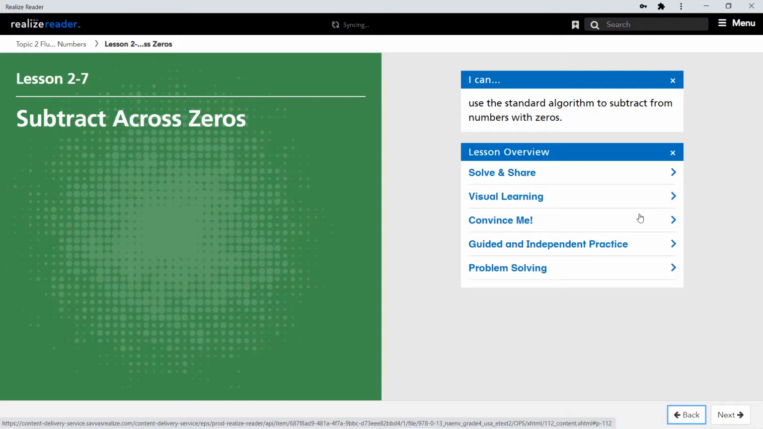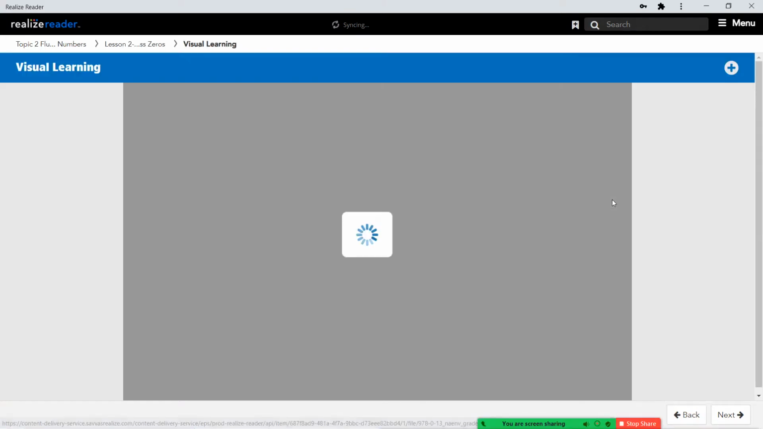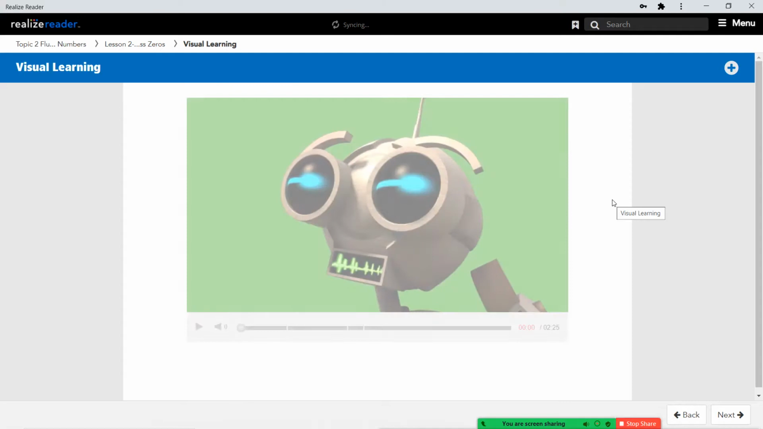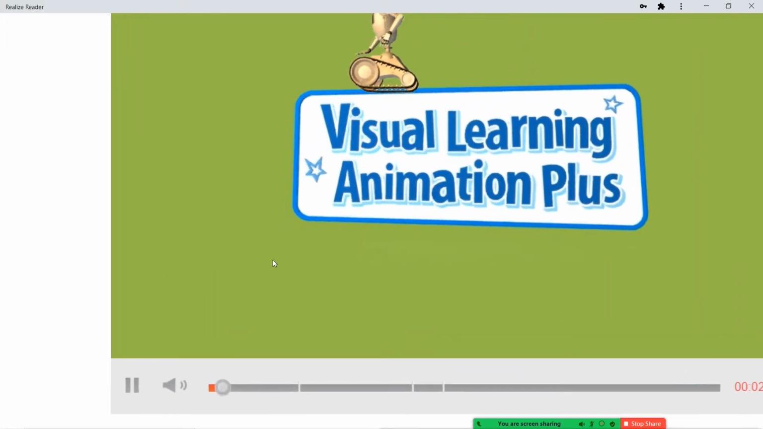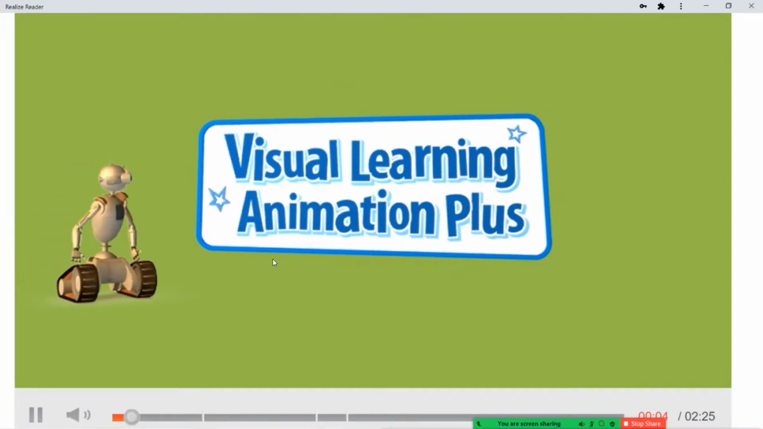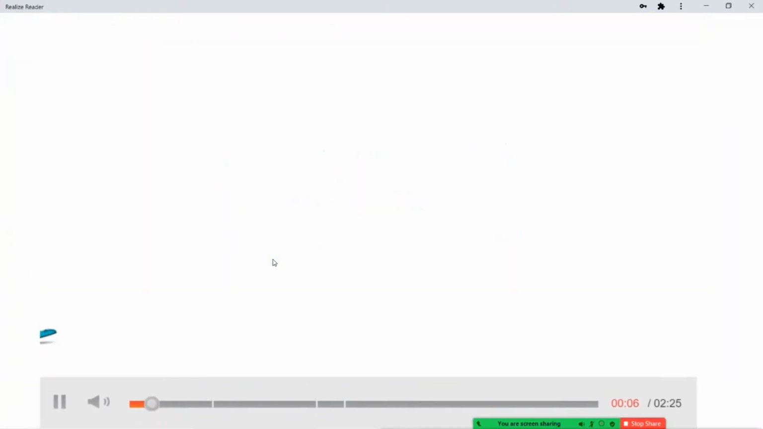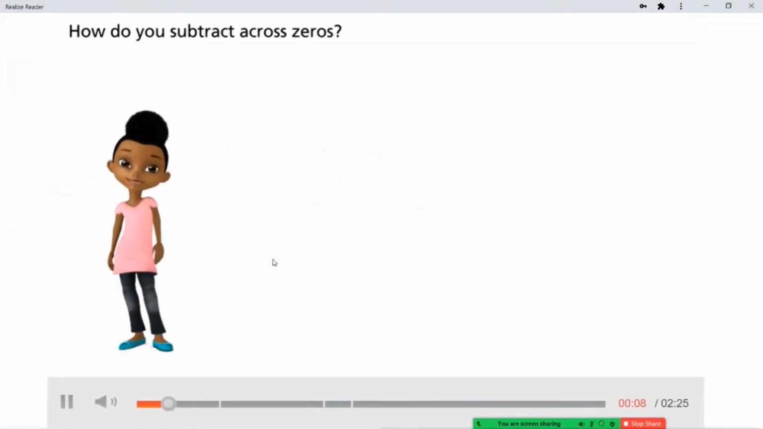We're going to be working on subtracting across zeros today. So for our last few lessons, we worked on subtracting numbers and then subtracting greater numbers, borrowing and regrouping whenever we needed to. Today, we're going to work on subtracting across zeros so that we can find our correct answer. How do you subtract across zeros?